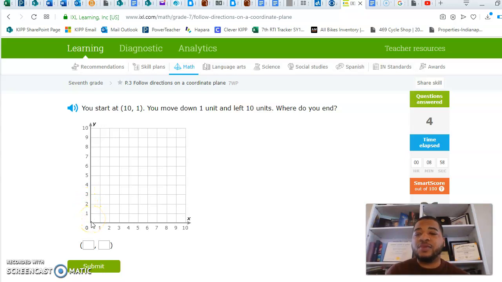So let's look at this. It says we start at 10. So I'm at 10. We start at 1. Okay, 10, 1. So I went right 10. I went up 1. It says you move down 1 unit. So now I'm at 10, 0. But it says I move left 10. So I move left 10. So now my new coordinates are 0, 0.